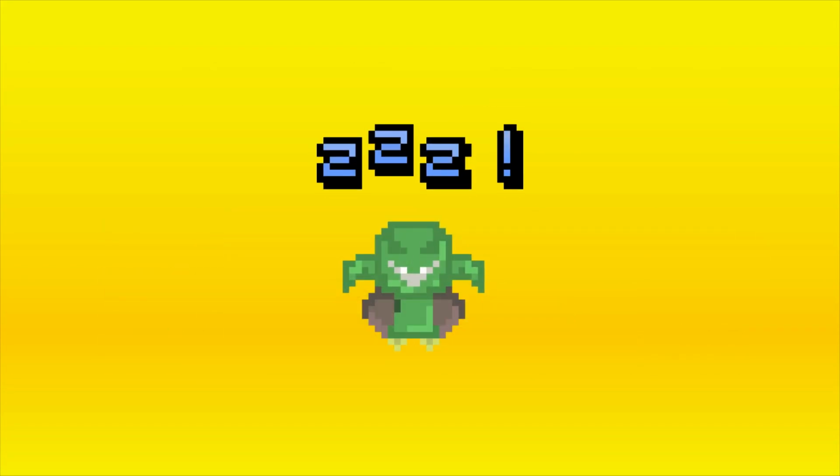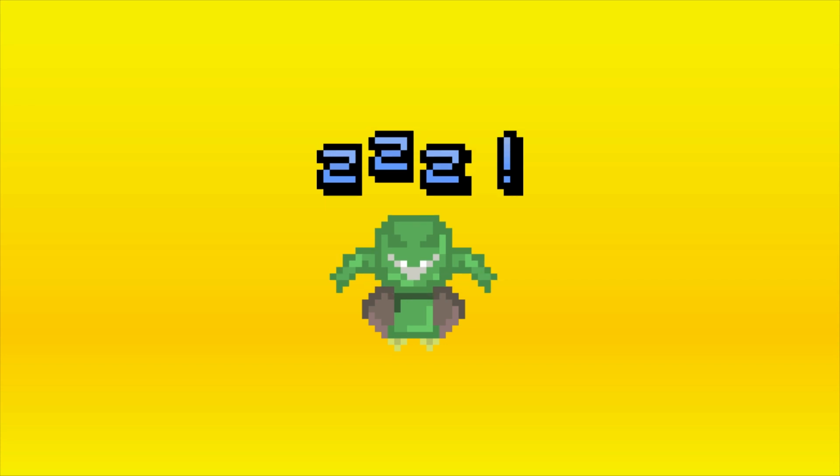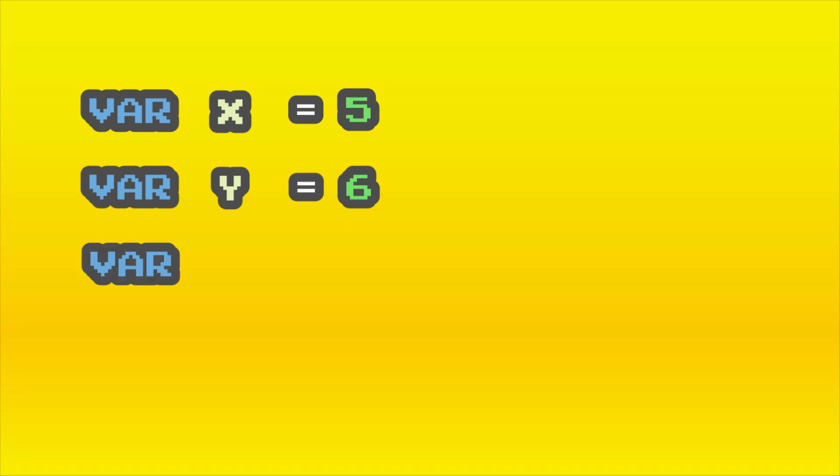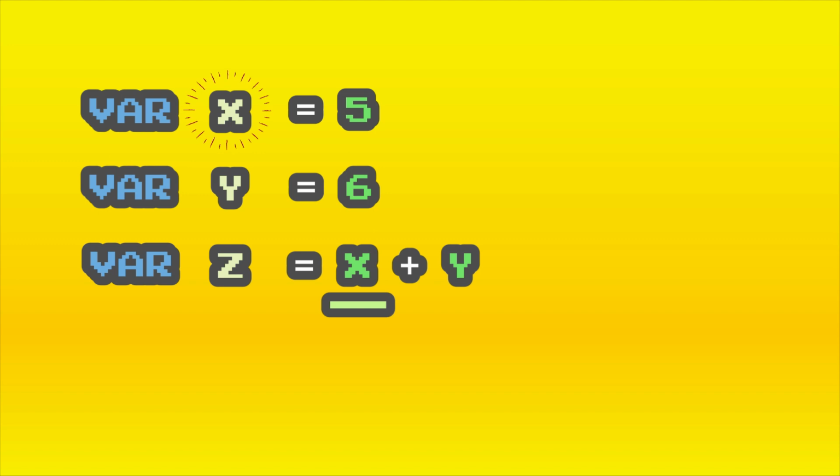Are you getting bored? Or do you want to see another example? Let's create a variable x. We give it the value of number 5. Notice, numbers do not need quotes. Let's create another variable y with the value of 6. Last, we create a new variable z equals the value of x plus y.